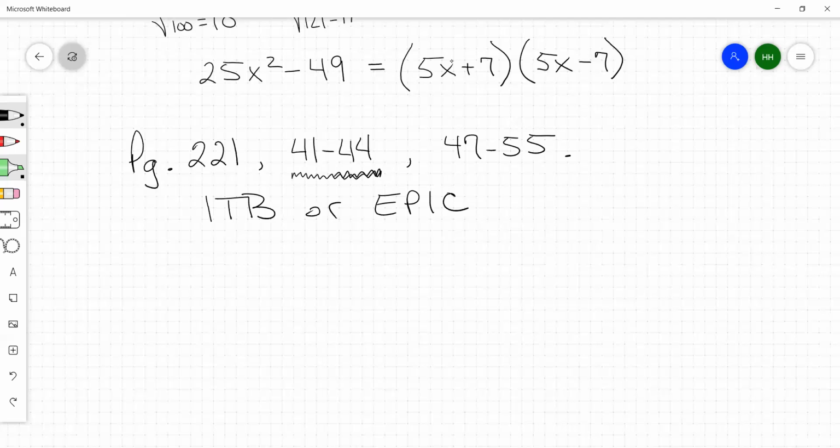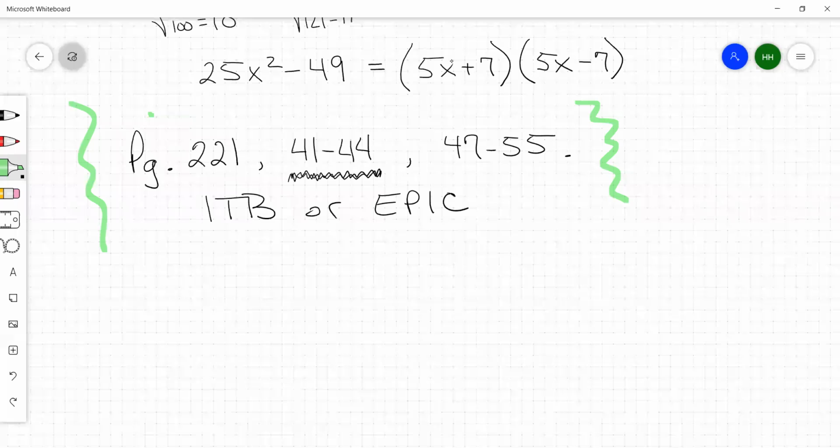If yesterday's assignment was easy, you ran right through it, you checked your answers at the bottom, and they were all right, you don't need to do it again. You're old enough to figure out whether you need more practice or not. If you struggled at all with yesterday's, do those 4 again right now. Then do these 9, 47 through 55. Everybody got that? Those are your directions and assignment for today.